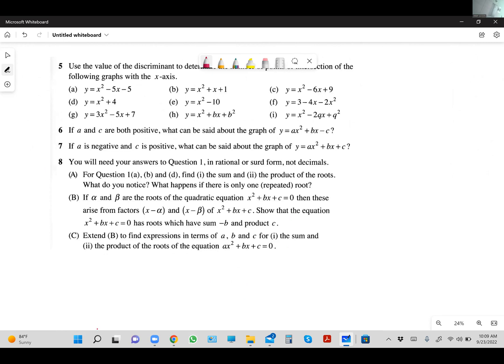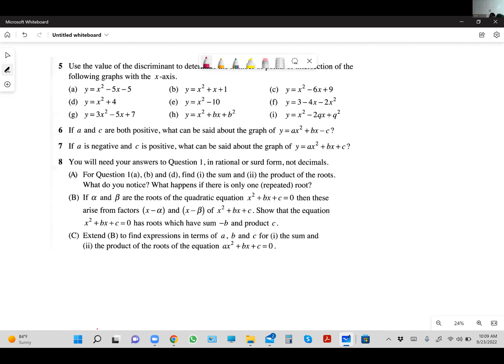So here we go. Number 5 says, use the value of the discriminant to determine the number of points of intersection of the following graphs with the x-axis. So the discriminant will tell you if it has 2 roots, how many x-intercepts it has? 2. If it has 1 root, how many x-intercepts? It's a repeated root. And if it has no roots, then how many times does it cross the x-axis? 0. So that's all this is doing.